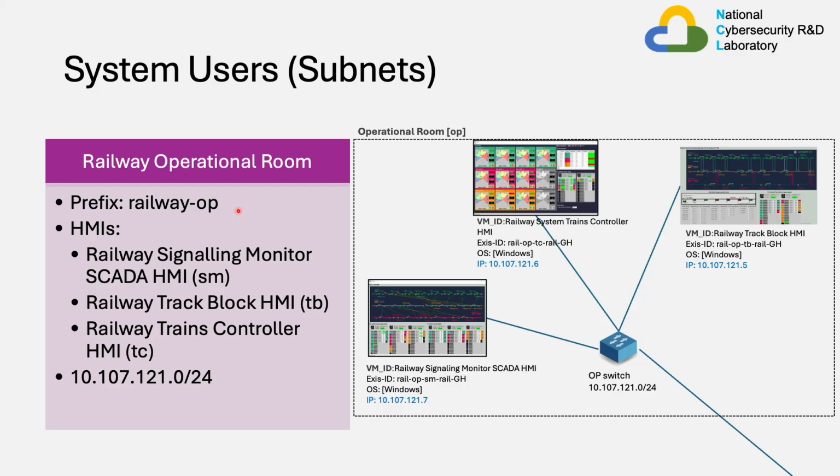There are 3 human-machine interfaces that are accessible in the operational room, each providing a different visualization of a part of the railway system and different ways that they can interact with the railway. We have the Railway Signaling Monitor SCADA HMI, the Railway Track Block HMI, and the Railway Trains Controller HMI. We'll go into more detail of what each of these HMIs do later.